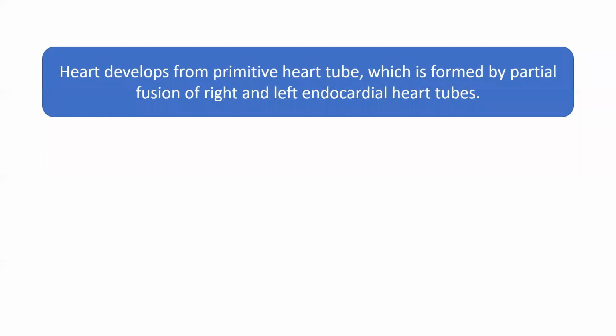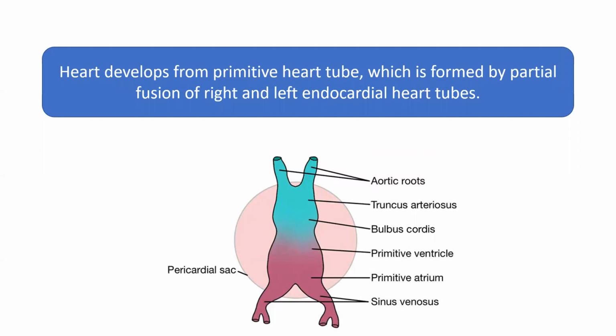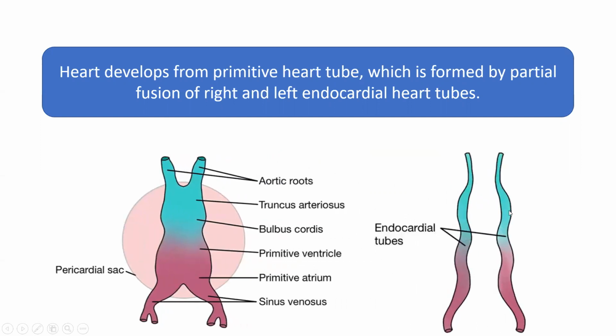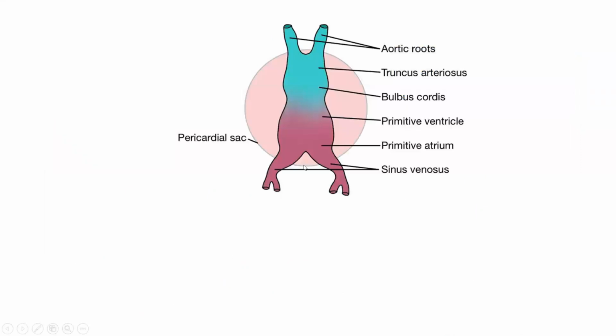The heart develops from the primitive heart tube, and this tube is formed by the partial fusion of the right and left endocardial heart tubes. This is the primitive heart tube. Now I will divide this by an imaginary line into right and left halves.